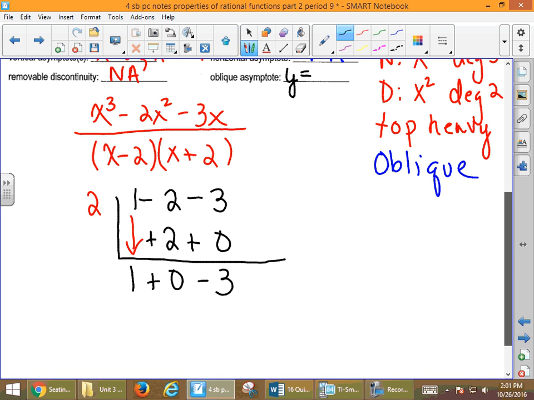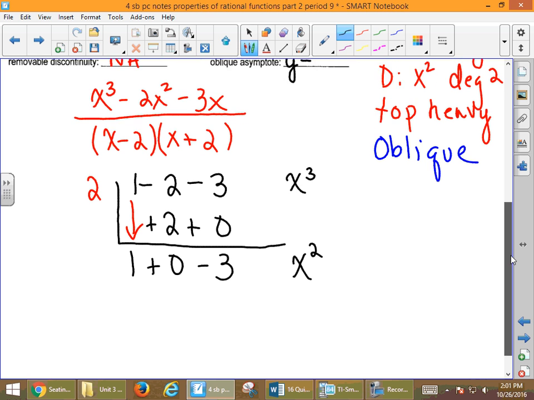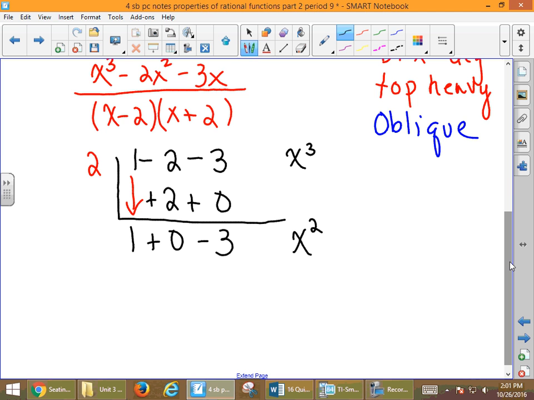When we started with an x cubed polynomial right here, we divided by a first degree, which means that when we finished here, we now have an x squared polynomial. But what we did is we only divided with this factor. We actually can divide again.